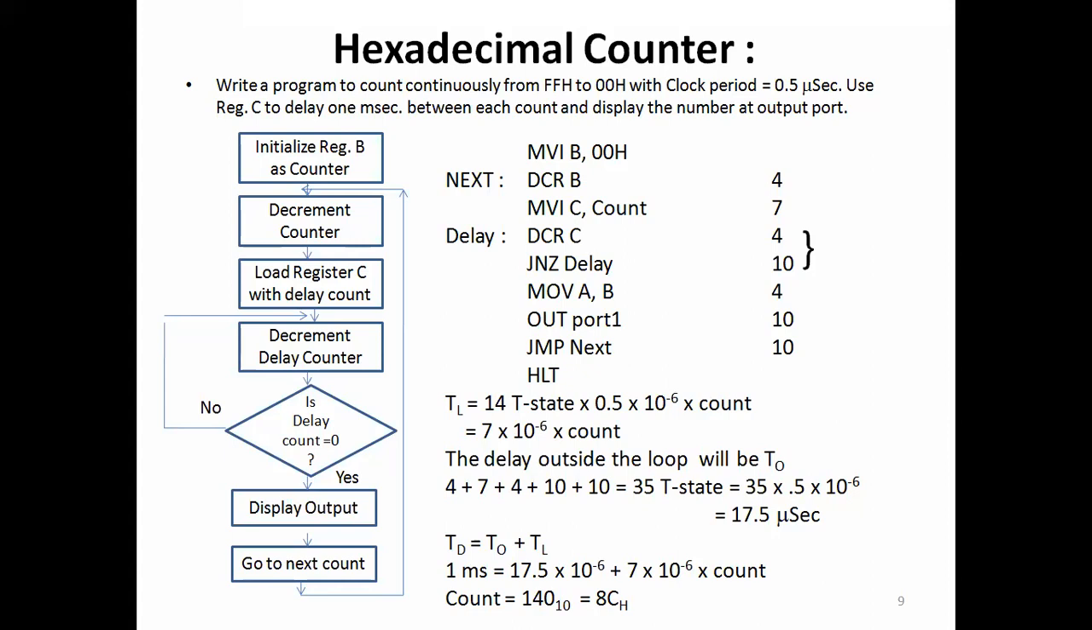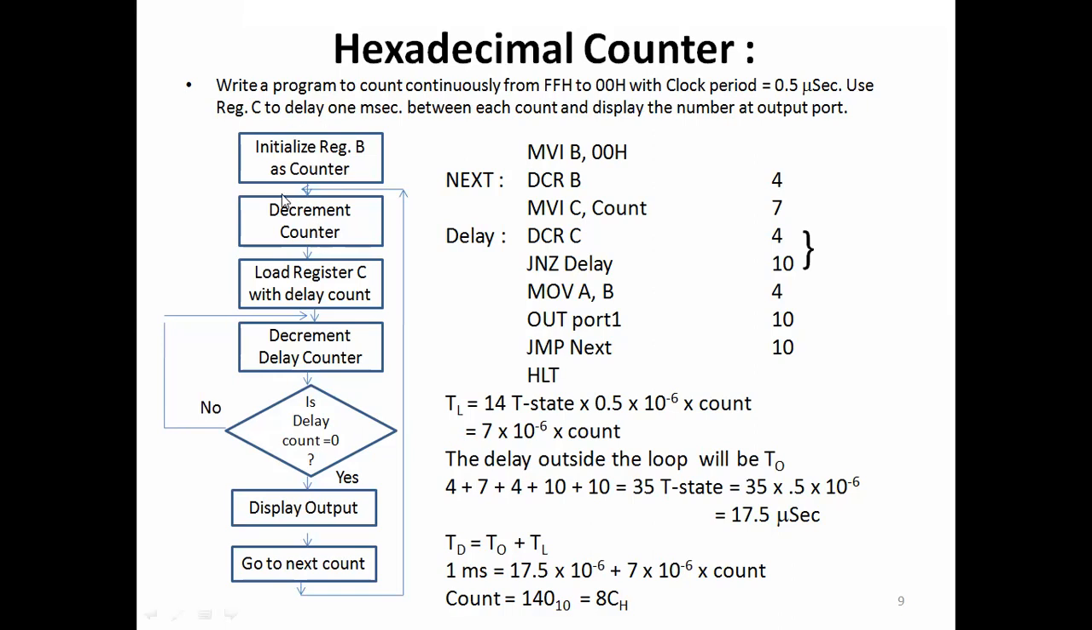Each value remains displayed for a 1 millisecond delay, and the time will come when, from FF, the last value displayed will be 00. It means you have to display 255 numbers, because the maximum value is FF and the smallest value is 00. In between FF and 00, there are 253 more numbers. And in totality, there are 255 numbers from FF to 00.